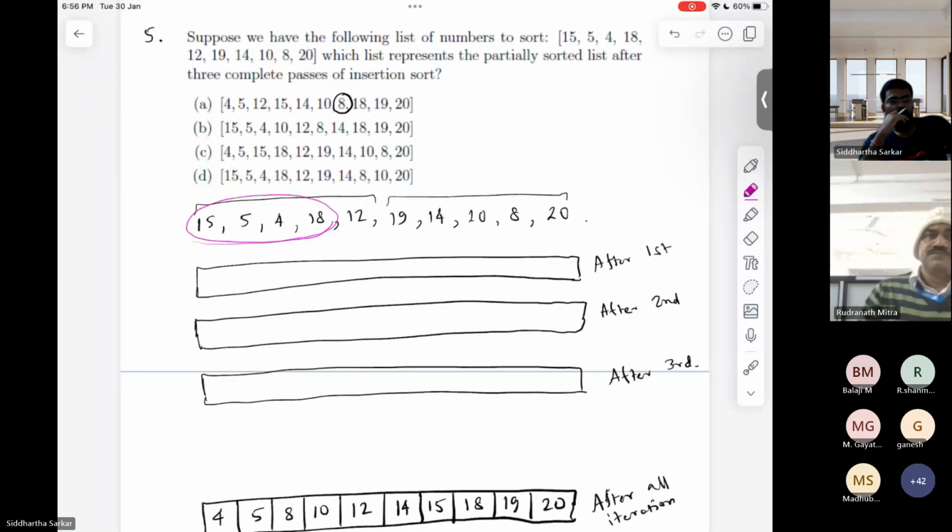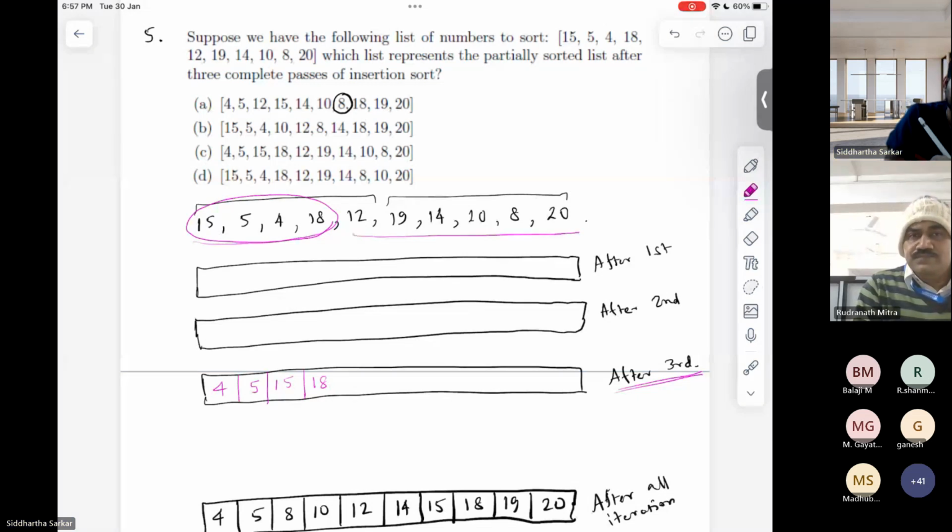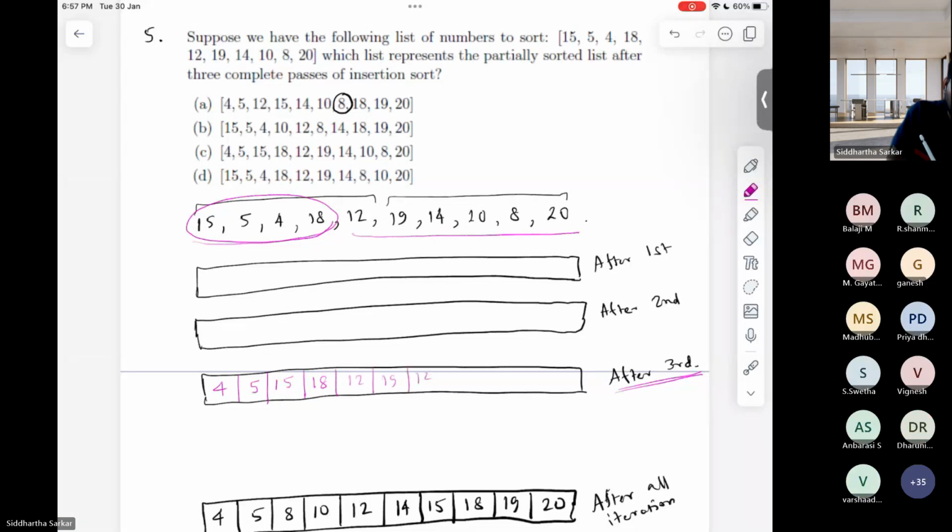So you have to worry about the first four elements only after the third iteration. What are the first four elements? 15, 5, 4, and 18. So we should have this order: 4, 5, 15, and 18. The rest of the things we don't have to worry about; they remain as they are. That is the reason C is correct. Is that clear?